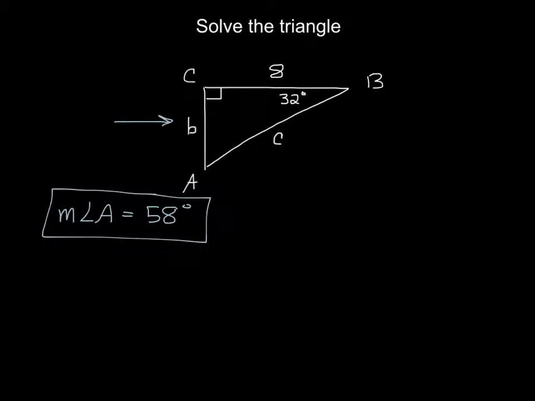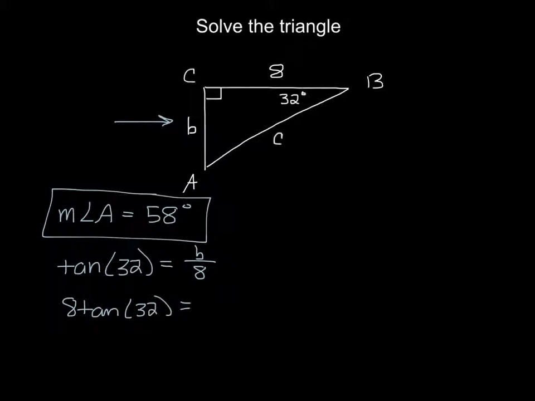One way to figure out what side B is, we could say tangent of 32 degrees is B over 8. So we're going to need our calculator because we don't know an exact value for tangent 32. In our calculator, you need to make sure you're in degree mode because that angle is measured in degrees. To solve this equation, you're going to multiply each side by 8. You're going to get 8 tangent of 32 degrees, and let's round our answer to the nearest thousandth. What is that side length going to be? 4.999. That is side B.